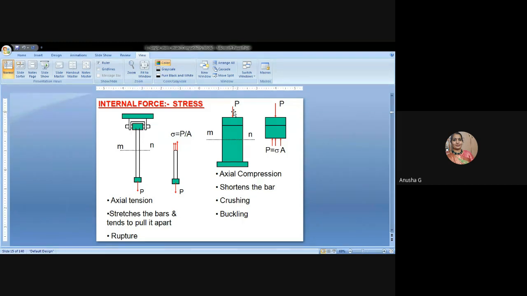Here you can observe that whatever load we are applying is the P load, and then we are cutting at a certain position, where you can observe the stress. That is the axial compression force that has to be observed here. This one is axial tension. This one is pulling of the bar. Pulling of the bar will give us tensioning of the force.